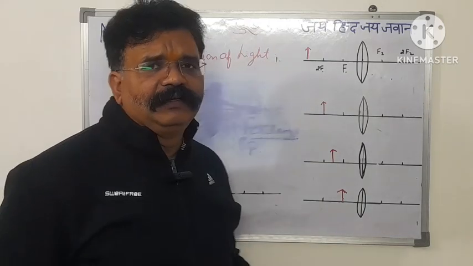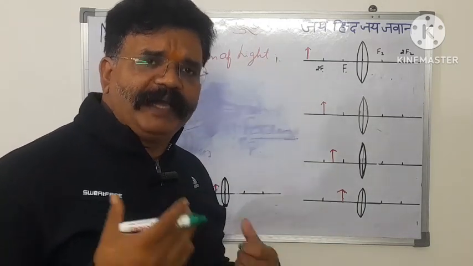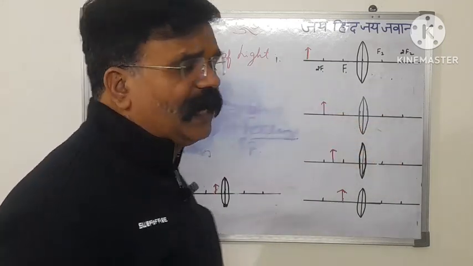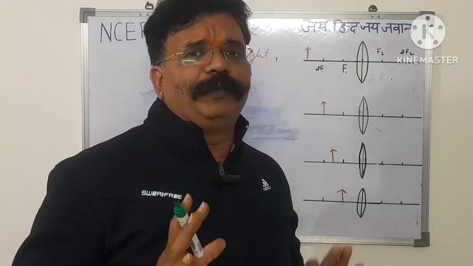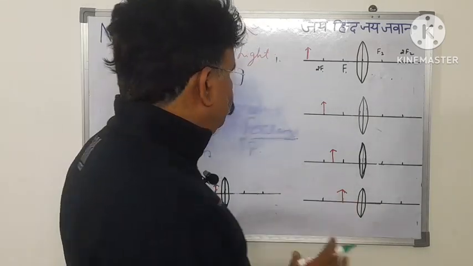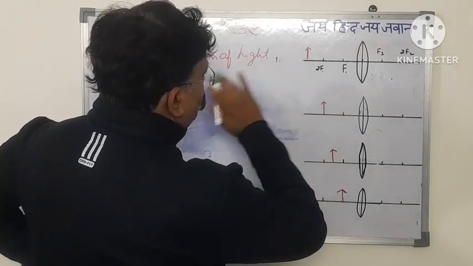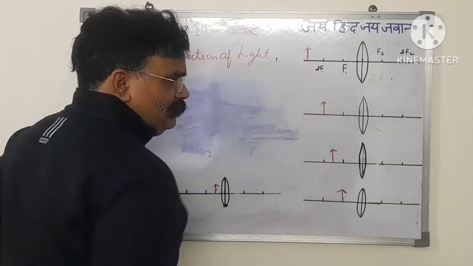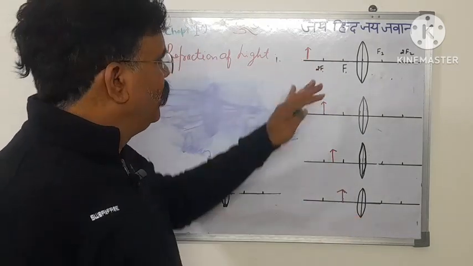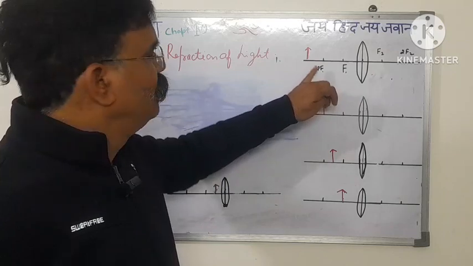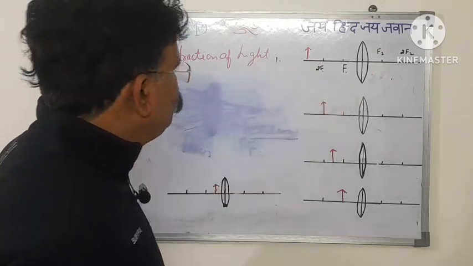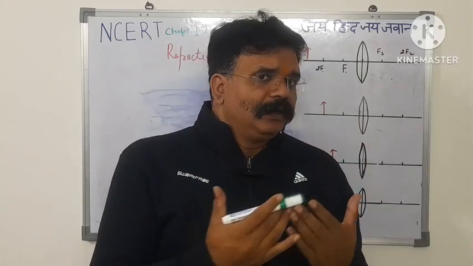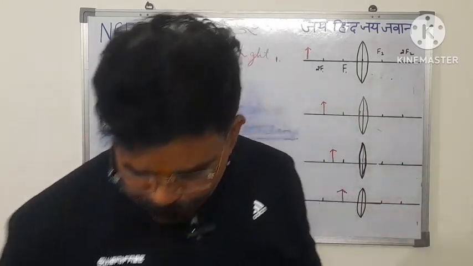Many conditions may be studied in making the diagram, but there are common points which are to be studied in a nutshell. Suppose an object is kept beyond 2F, double the distance of the focus. So let us study what will happen to the image of that object.